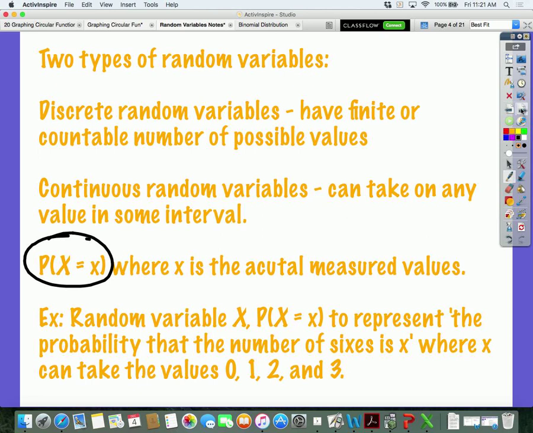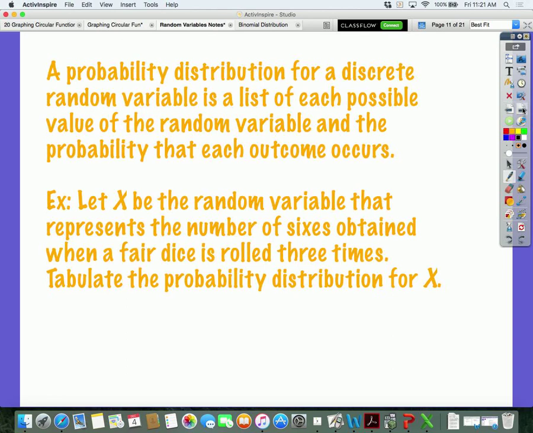Okay? So what we're going to look at now is an example. A probability distribution for a discrete random variable is the list of each possible value of a random variable and the probability that each outcome occurs. So we are going to look at that situation for this random variable, and we're actually going to solve it out. We are going to make a probability distribution of that particular random variable x.